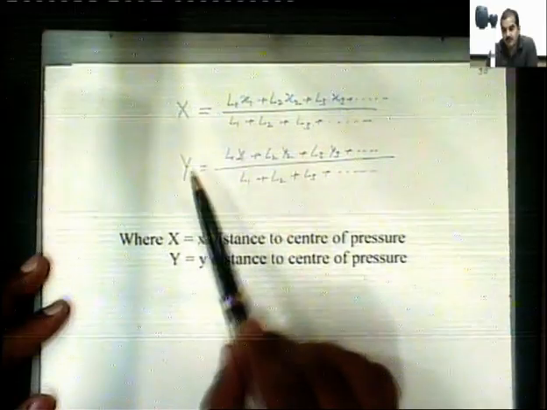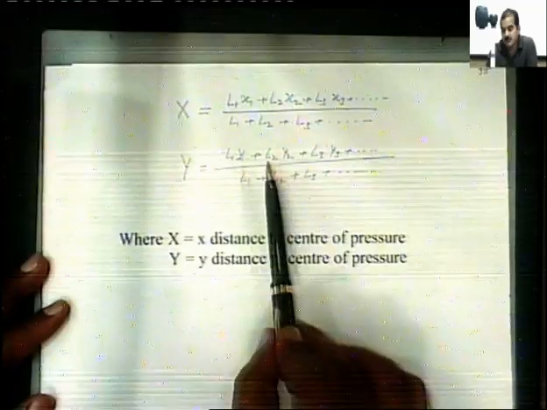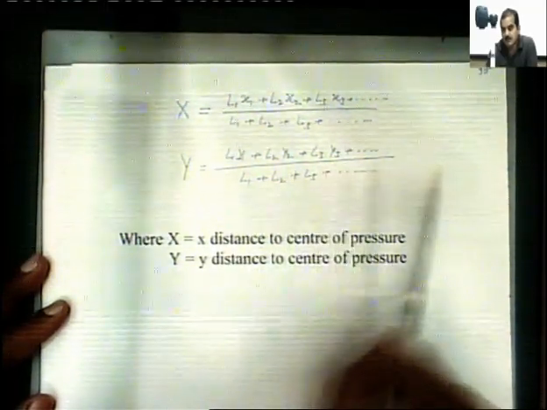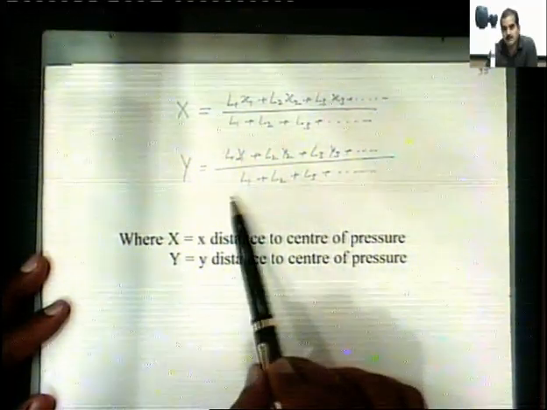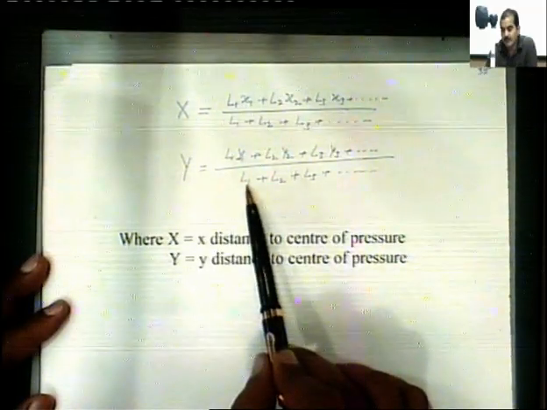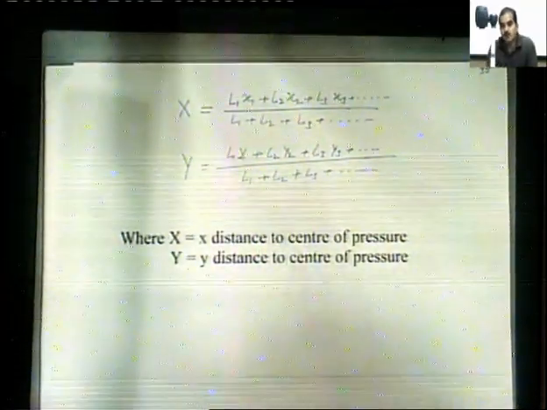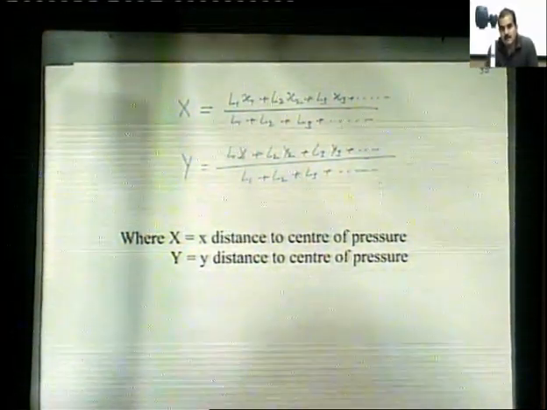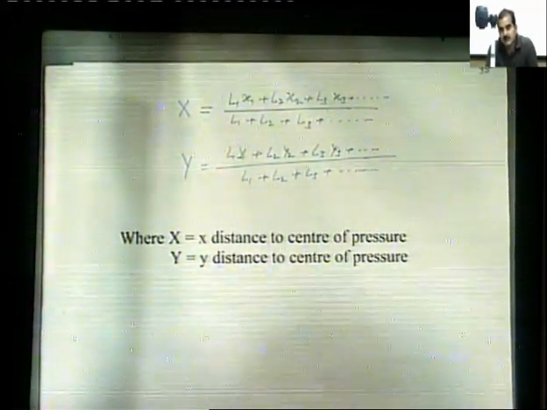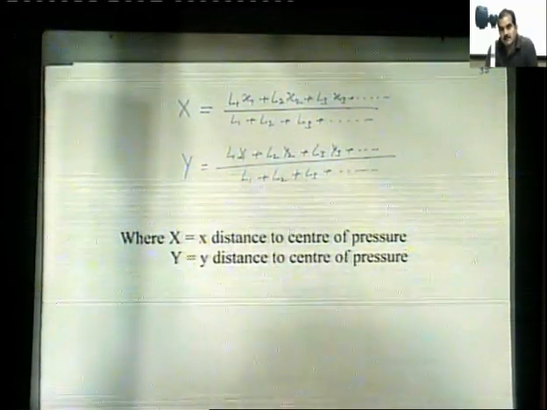Similarly, the y component is calculated by L1 multiplied by y1 plus L2 multiplied by y2 plus L3 multiplied by y3 and so on. Similarly, it is divided by the summation of the lengths, L1 plus L2 plus L3. Then we get two coordinates, one is the x coordinate and the second is the y coordinate. These are the distances of the center of pressure from the x axis and y axis.